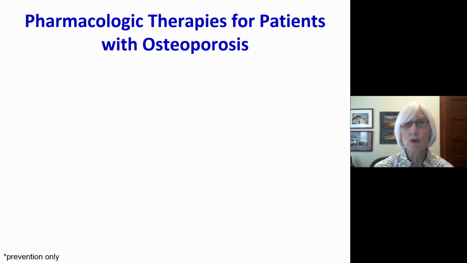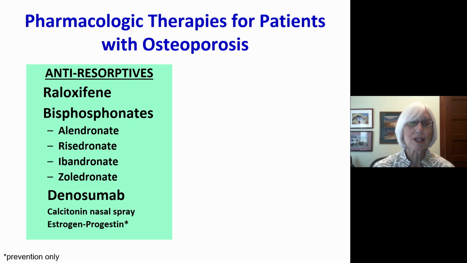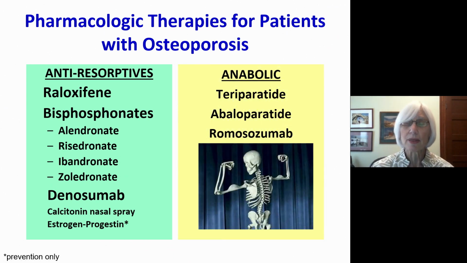Now, I want to go over briefly pharmacologic therapies for osteoporosis. We again have 2 buckets. The major bucket is the large group of anti-resorptives. These stop the breakdown of bone. That includes a SERM, raloxifene, large number of bisphosphonates, denosumab or Prolia, calcitonin nasal spray is barely used, and estrogen progestin, which we heard about in earlier talks. And another category, the bone building agents, anabolic. This is a growing list.